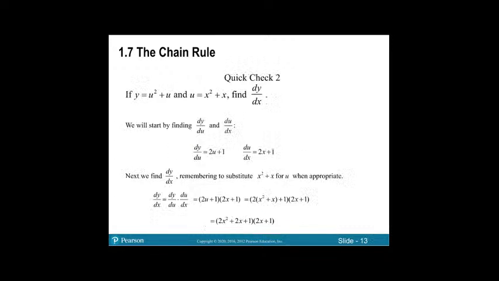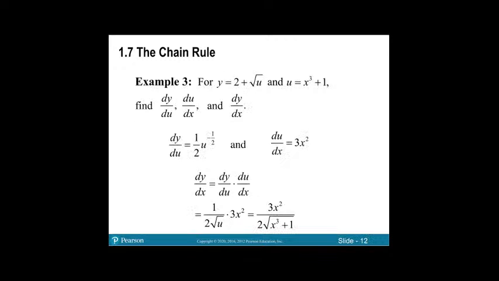Let me see. Find dy by dx. Let me see, how did they do theirs? Okay, yeah, so this is what I was about to write. dy by dx is going to be dy by du times du by dx. So then essentially, like, those cancel.